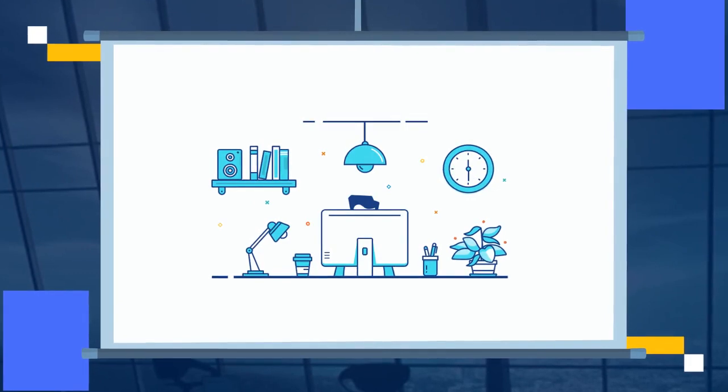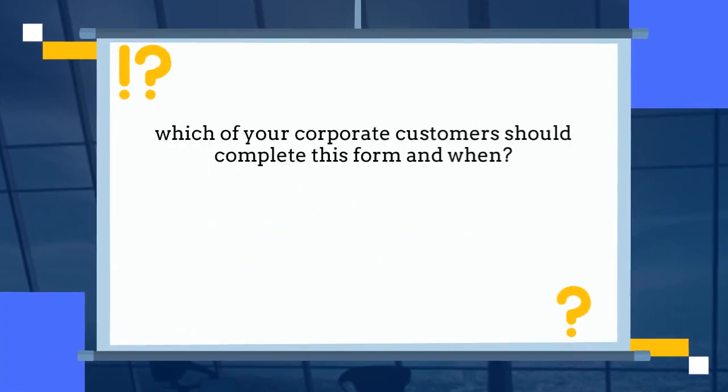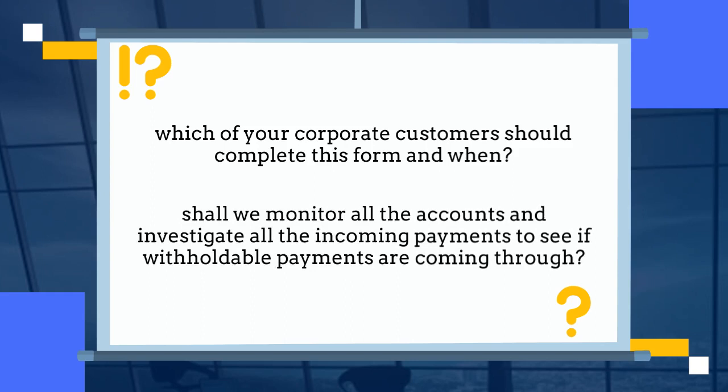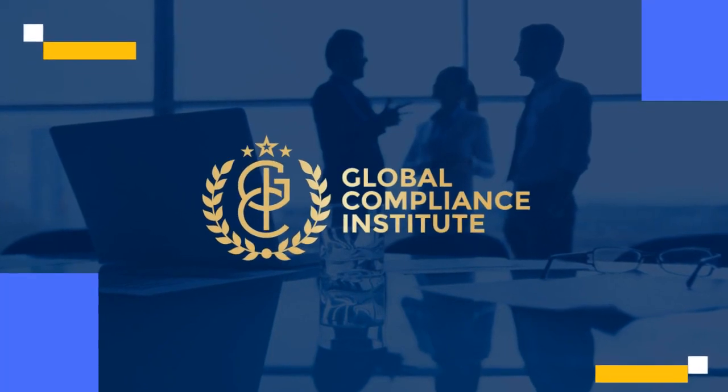As FATCA RO working at a foreign financial institution, you may not exactly understand which of your corporate customers should complete this form and when. Probably all of your customers are non-U.S. So, shall we monitor all the accounts and investigate all the incoming payments to see if withholdable payments are coming through? Don't worry, I'm here to help and make it easier for you, especially in how you can identify the reportable account. And in a practical way as we do in our study guides here at GCI.